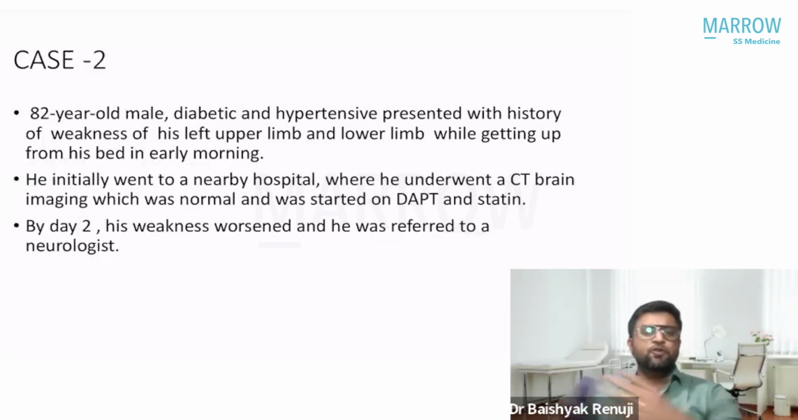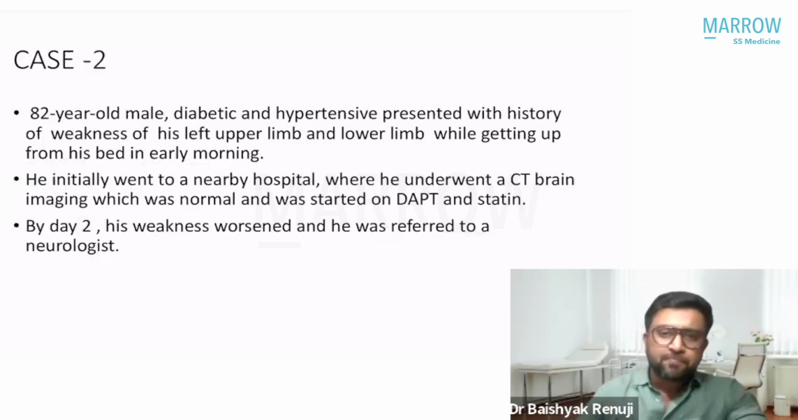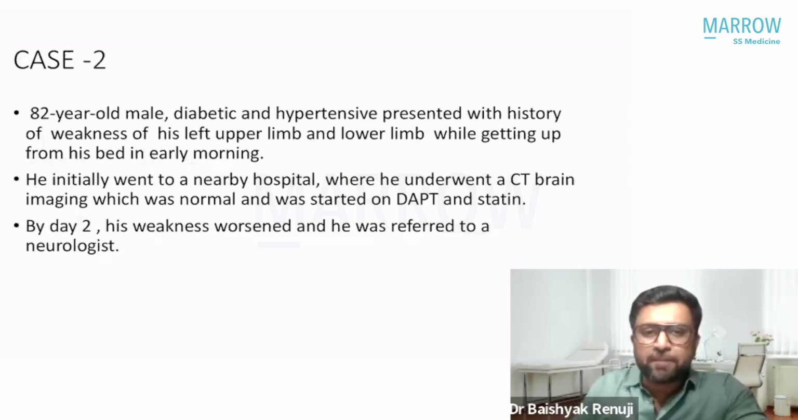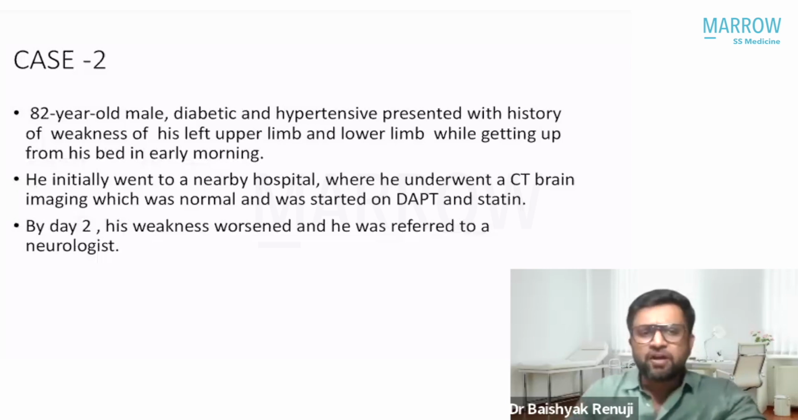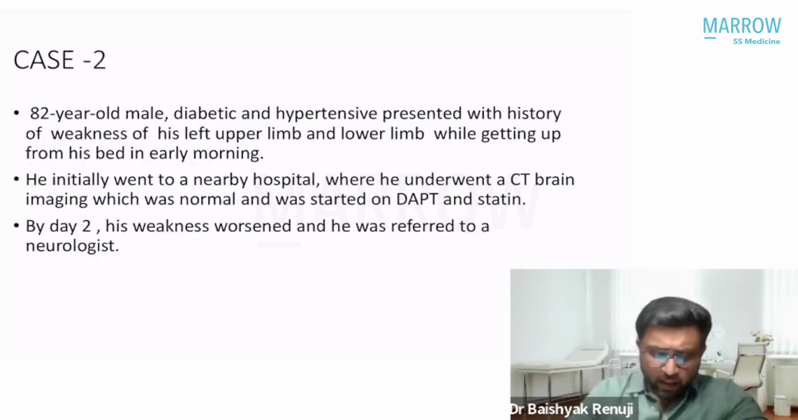So the next case is an 82-year-old male who is diabetic and hypertensive, presented with a history of weakness of his left upper limb and lower limb while getting up from bed in the early morning. So it is hyperacute. Hyperacute means vascular. He initially went to a nearby hospital where he underwent a CT brain, which was normal, because especially in a small subcortical infarct, CT will be normal. You just see whether there is a bleed or not. There is no bleed, so you start antiplatelets, because they had not done an MRI. It was a wake-up stroke, and they had not done an MRI because it was a very rural setting. They come from a faraway place.